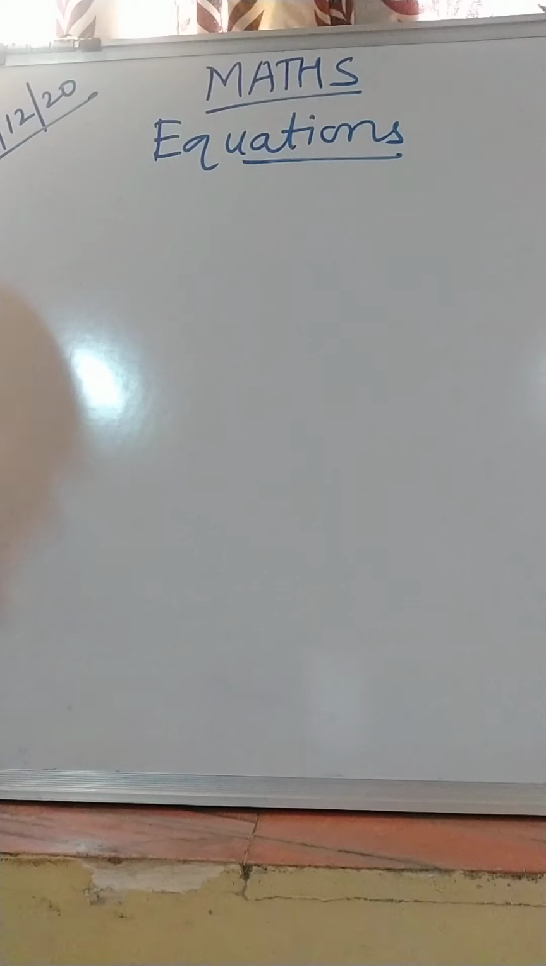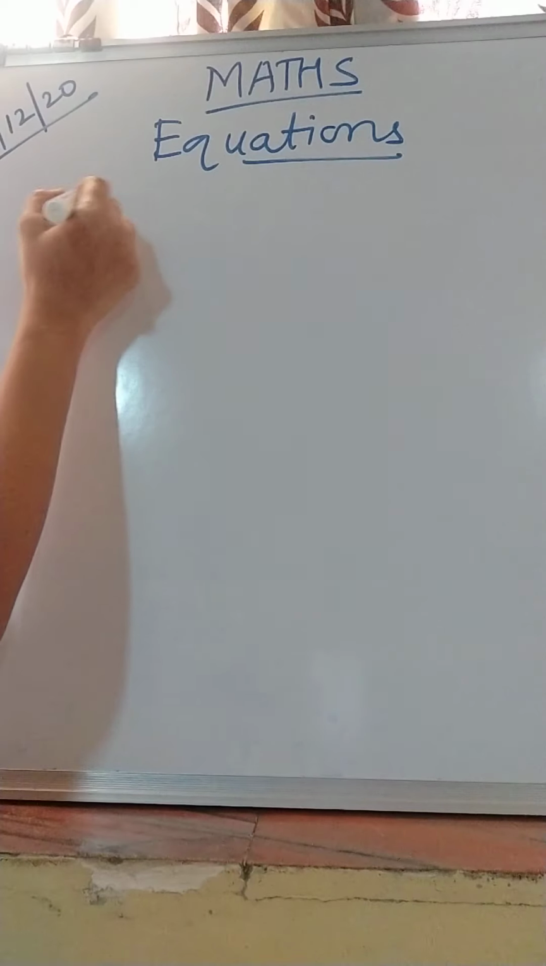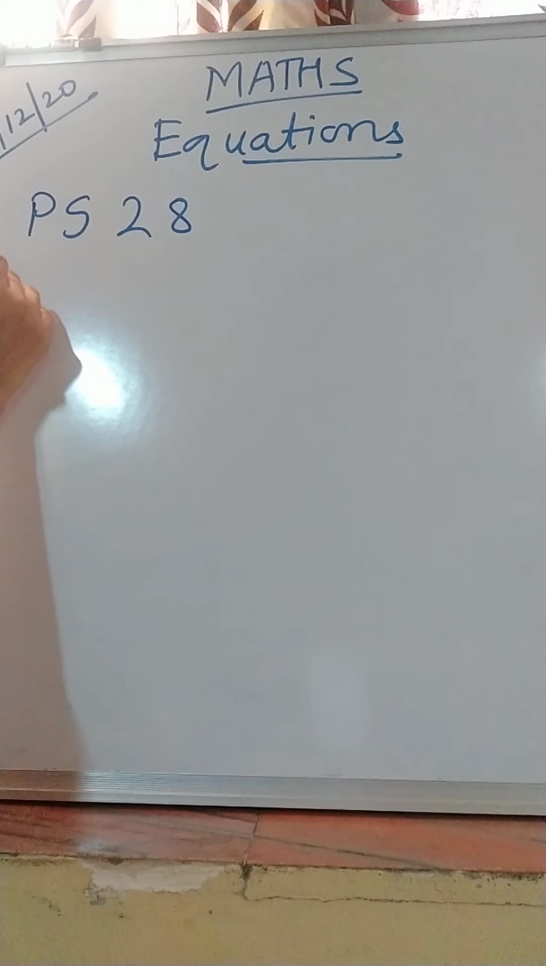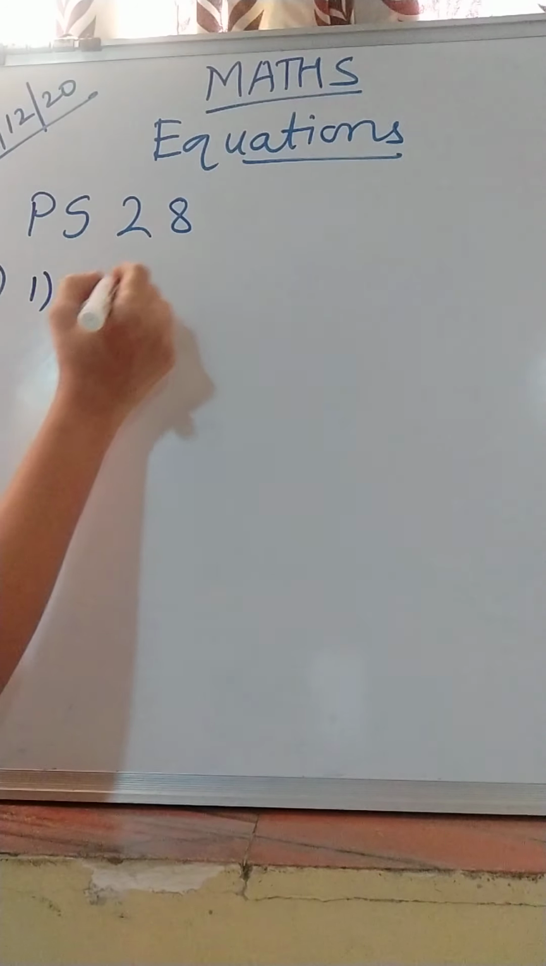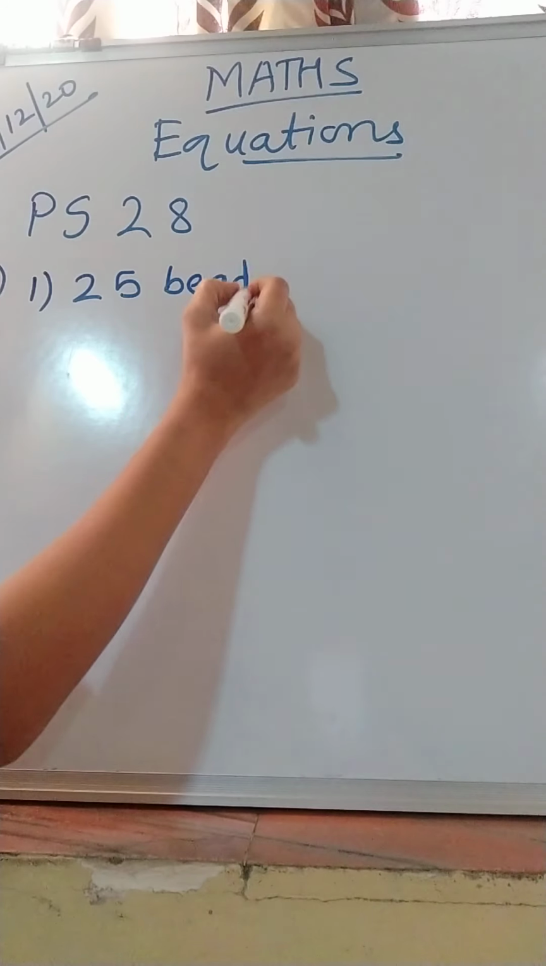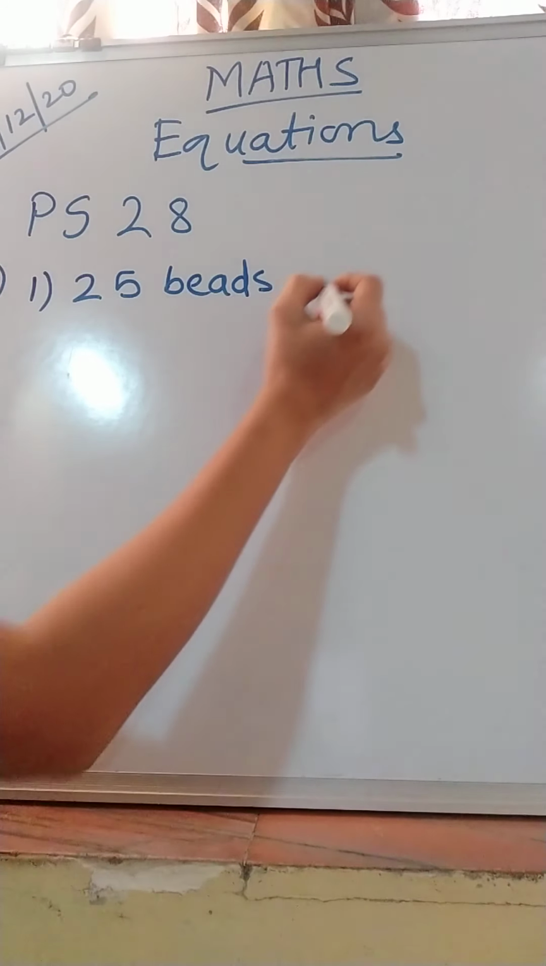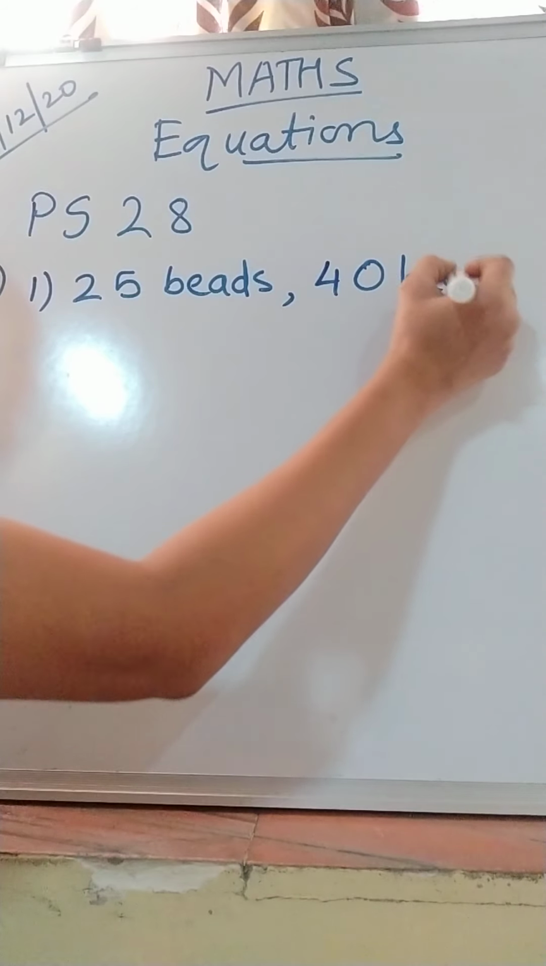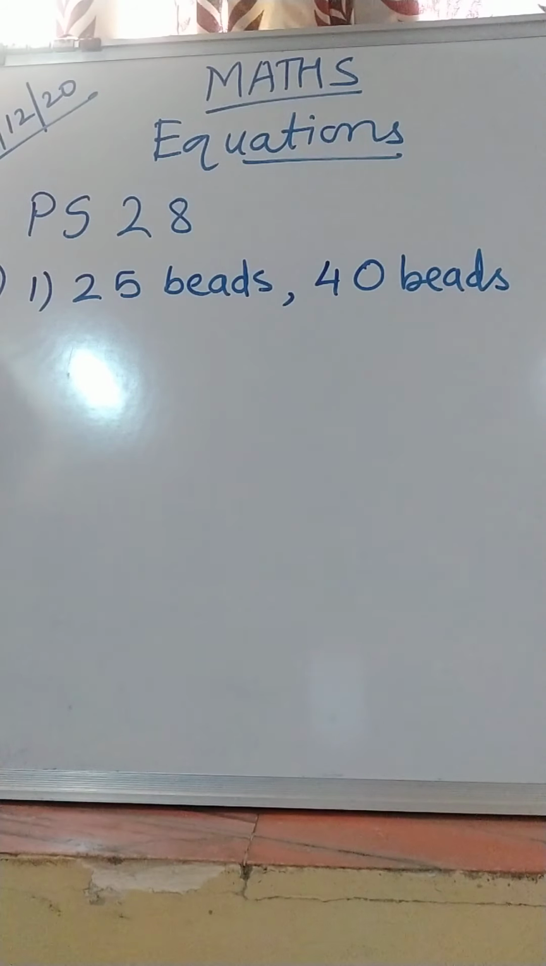Let's continue with practice set 28, question number 2. See, there are 9 sums in question number 2. I am taking 4 of them. First I am taking the first one, 25 beads, 40 beads. As I told, you have to read the question first properly.